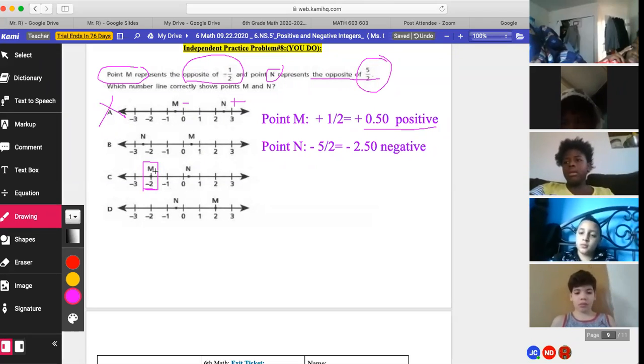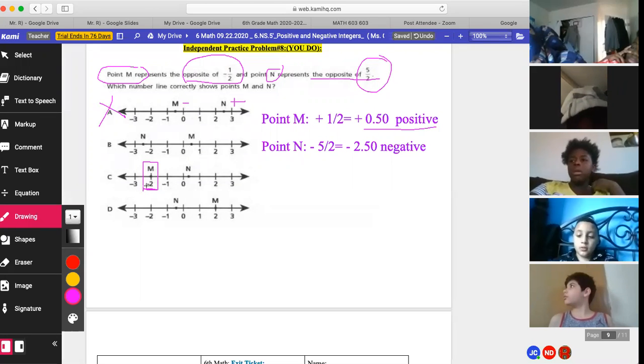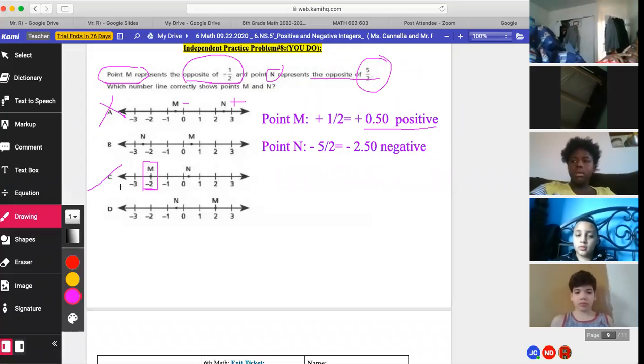C. Is C going to be our correct answer? Is M in the positive or negative, he's asking. What's graphed here on the number line? Negative. M is not negative. Right, and we want positive, so is that right? No. Good.